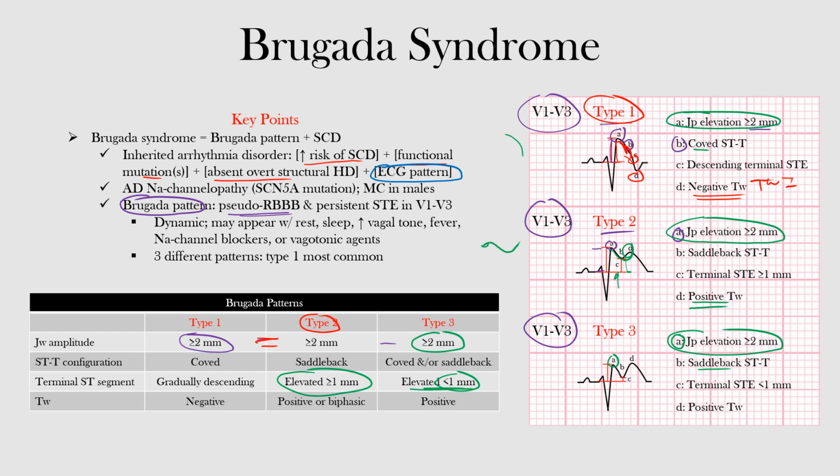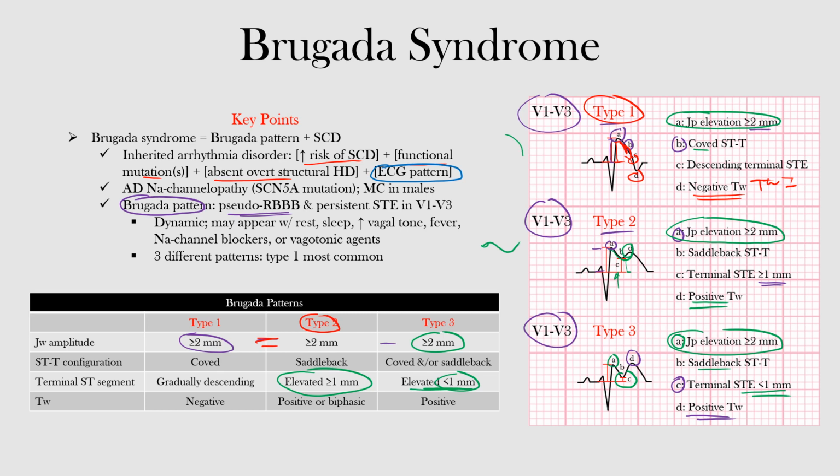And the terminal ST elevation will be less than 1 millimeter, which is this point here, okay? And this one differentiates it from type 2. Remember, in type 2, it was greater than or equal to 1 millimeter. And then here, we can have a positive T wave, okay, at the end. So this is our positive T wave that we see there in letter D, okay?